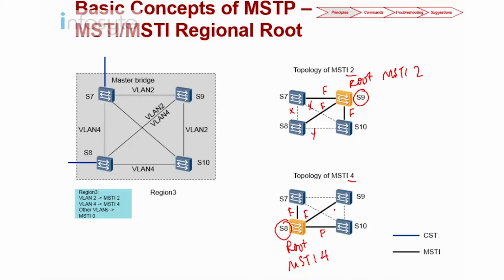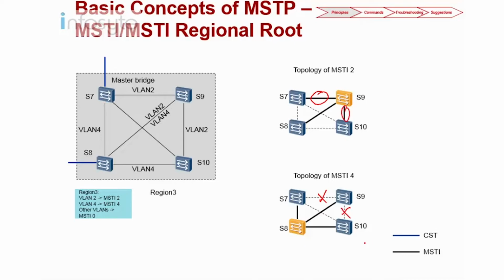Now if you look at the overall picture, as you can see, this link is being used in instance 2, but this is not being used in instance 4. This is being used in instance 2, this is not being used by instance 4, and vice versa. As you can see, there's a pattern here. So by having multiple instances and positioning the root strategically, you can see that we optimize the path.